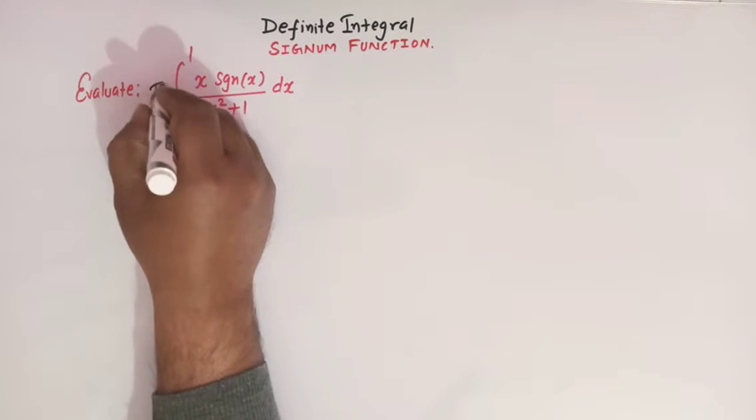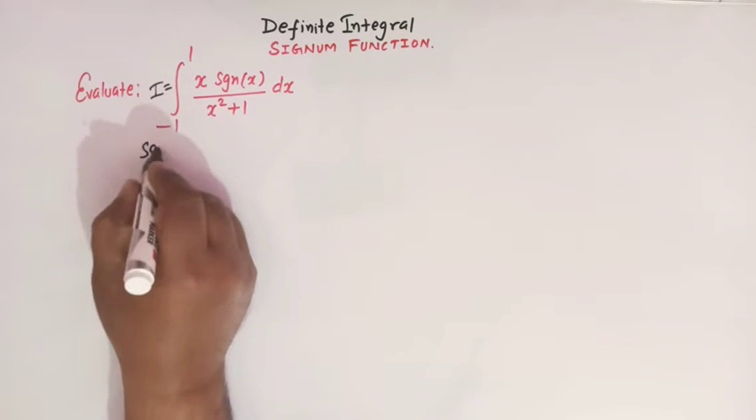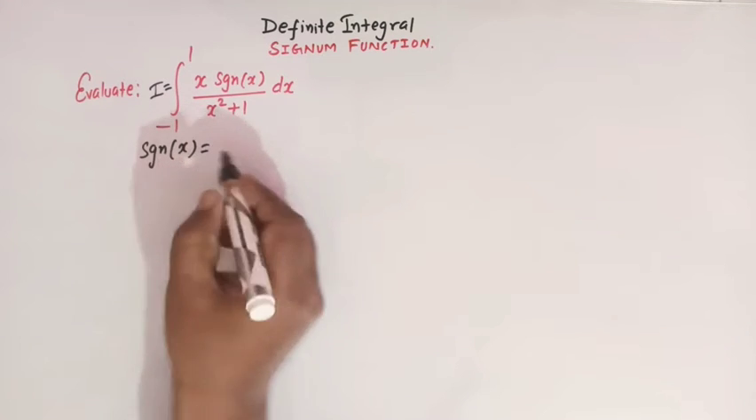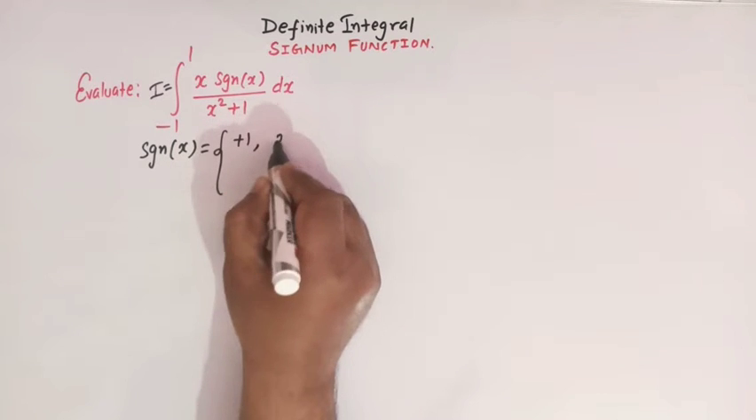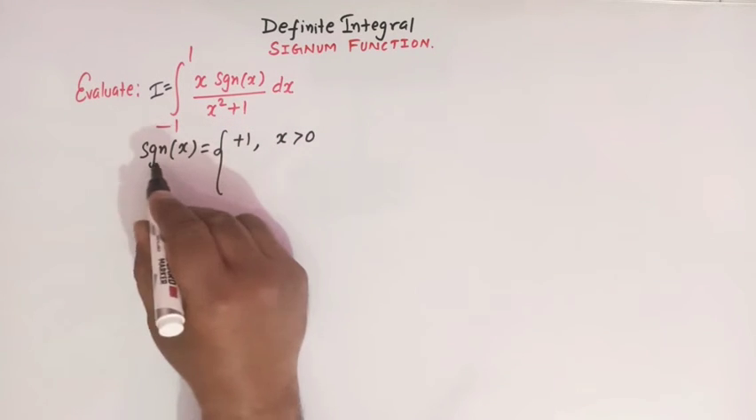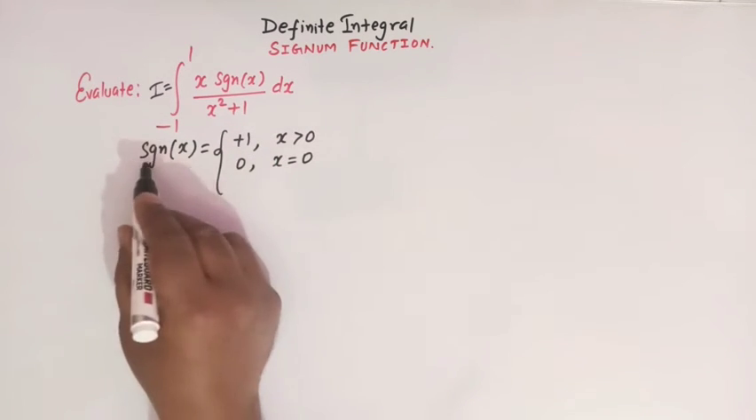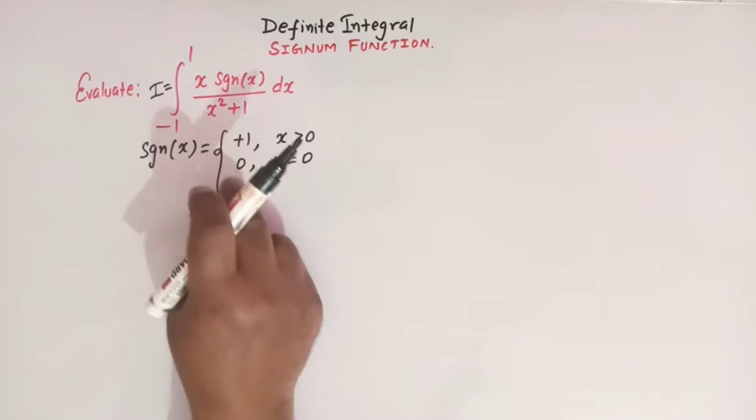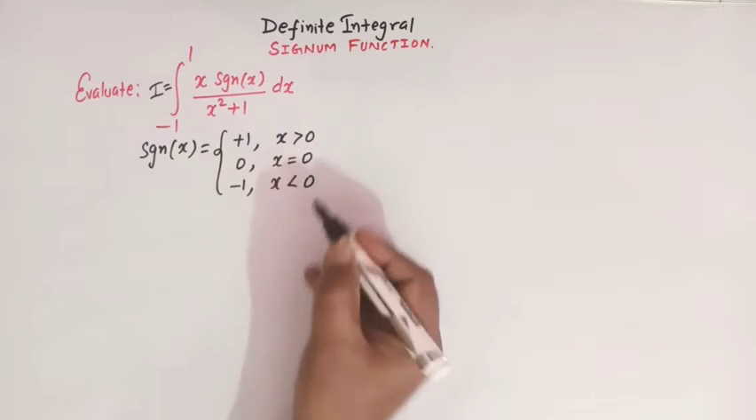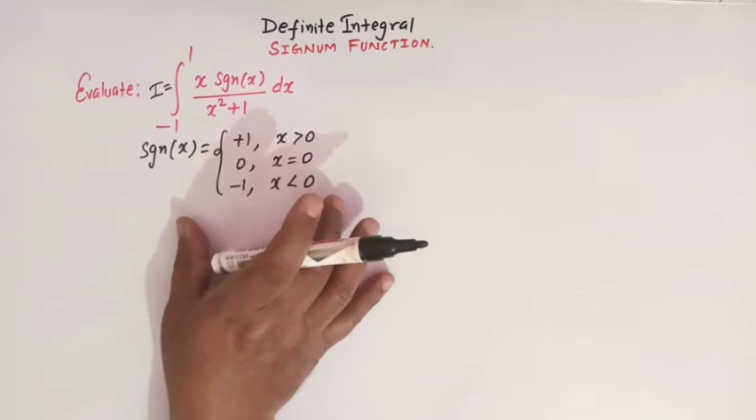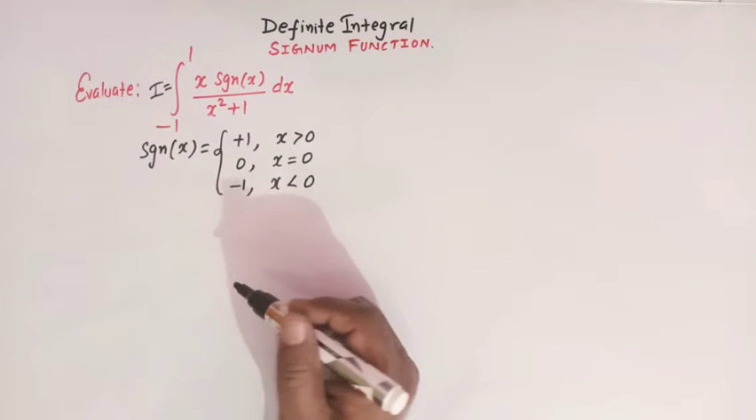So here we can take this integral as I, and we know that the signum function of x can be defined as plus 1 whenever x is greater than 0, and signum of x is equal to 0 whenever x is equal to 0, and signum of x is equal to minus 1 whenever x is less than 0, right? So this is the definition of the signum function which we have studied in functions, right?